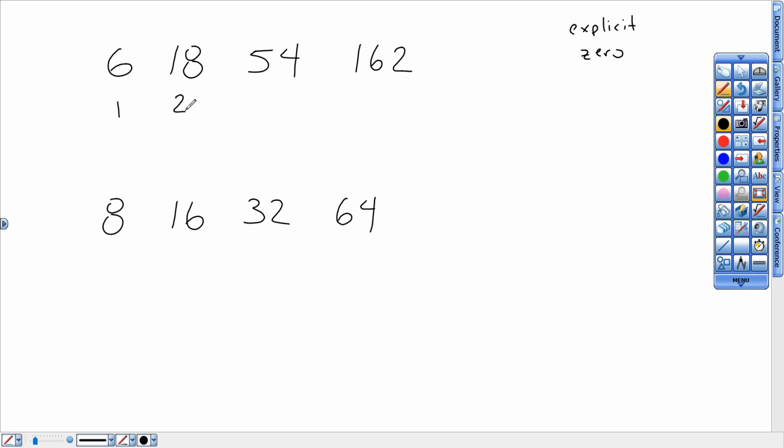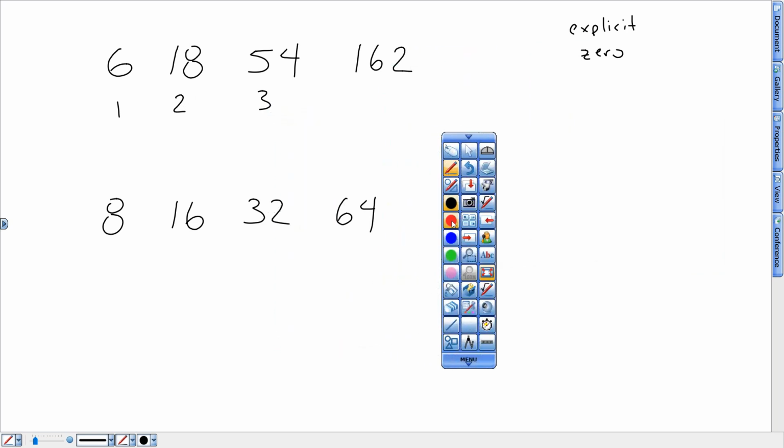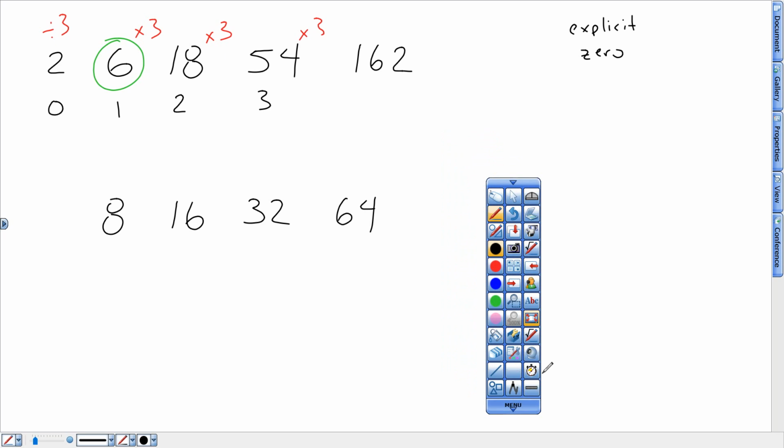6, 18, 54. So you need to see on these that they are geometric. Timesing by 3. Timesing by 3. That is my R number. Dividing by 3. And what number am I dividing by 3? I'm dividing this number right here. 6 divided by 3 gives me 2. That's the all-important zero term for this. So for this, the explicit using the zero term would be f of x equals that 2 that I got over here.